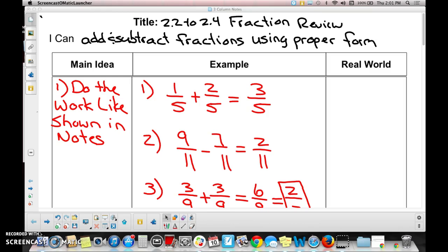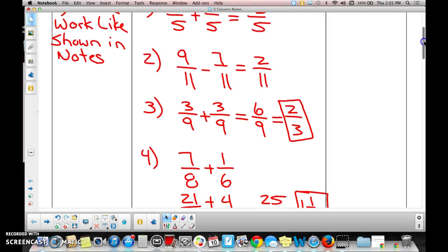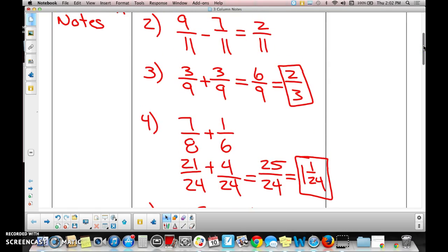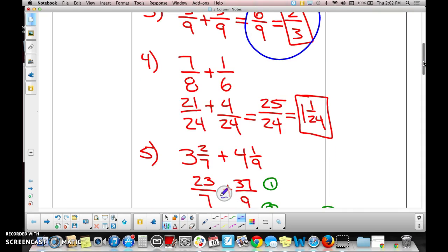Understand? So here are some reviews. We have 1 and 2 in which we're adding and subtracting with like denominators, no biggie. Number 3, same thing, we just had to reduce. Make sure you always reduce your answers. So number 3 is showing reducing. Number 4, common denominators, converting your answer, which happened to be improper, into a mixed number, which is one of our golden rules. It's on the sheet.